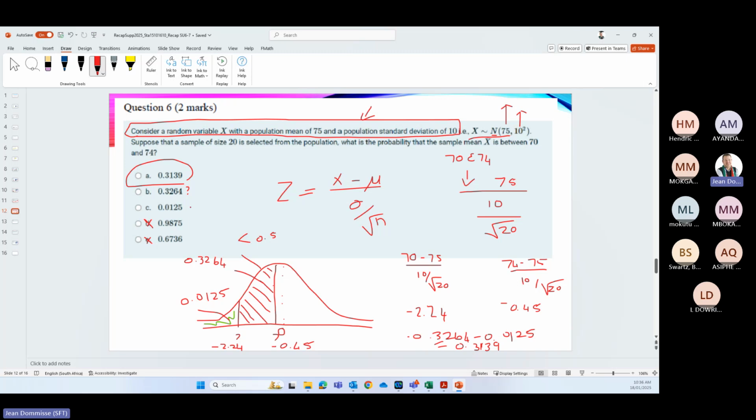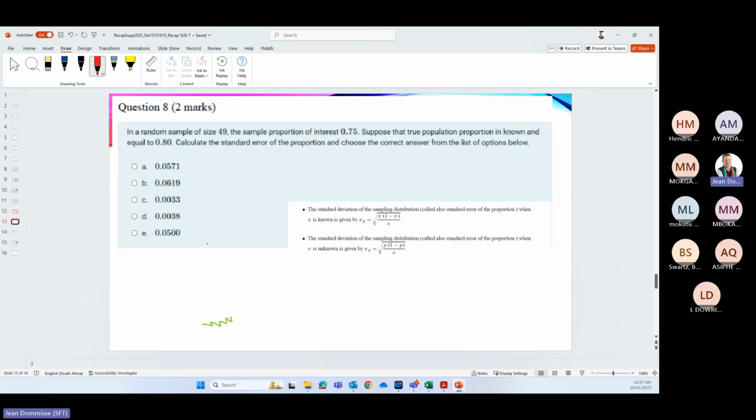So that was the one where x was equal to 70, and that was the probability where the x was actually equal to 74. So if you subtract those two probabilities, you would have gotten to option A. Okay, so let's go into the next.